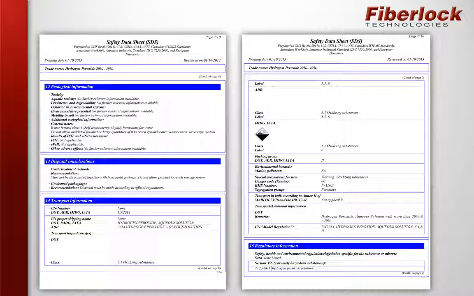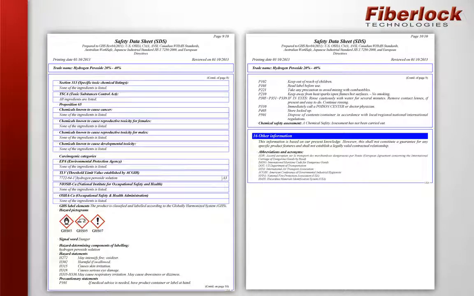We also see Section 15, the regulatory information. Continuing with Section 15, we note other lists that this product may or may not be on. We also see the GHS label elements that would be found on the container as listed. And in Section 16, we note the other information.